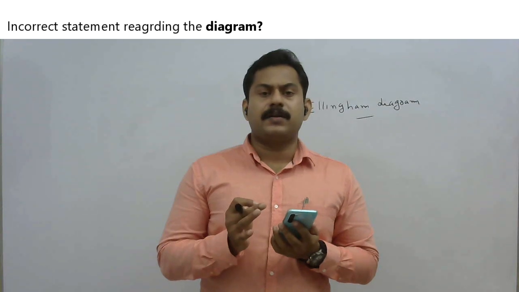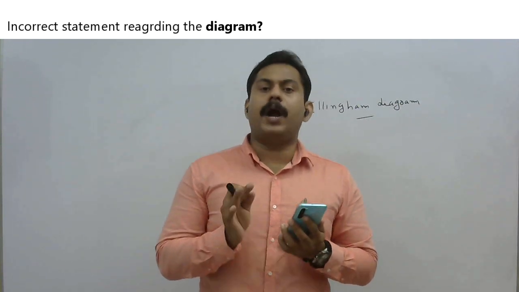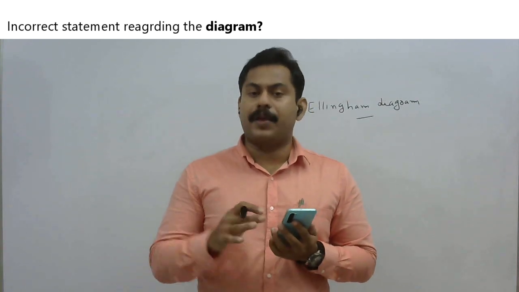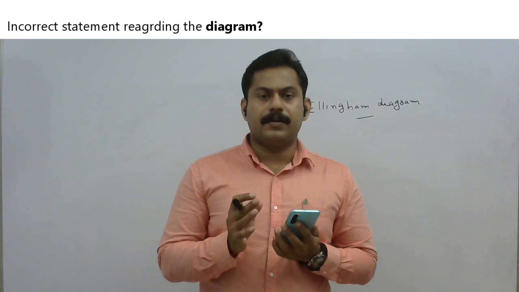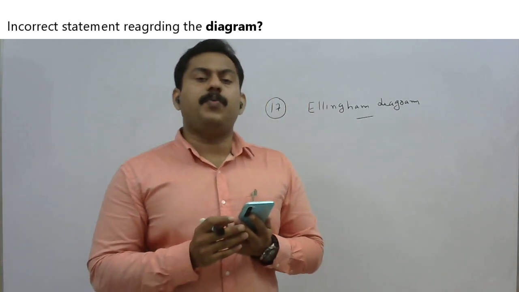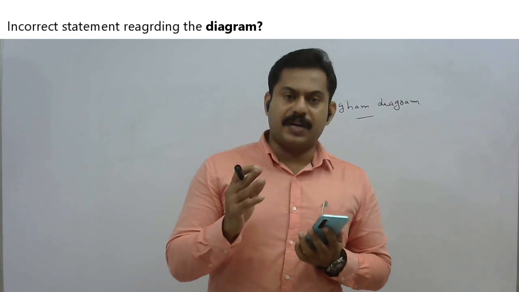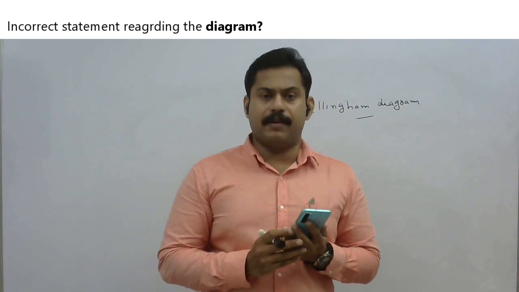There are some mandatory rules for the Ellingham diagram. You have to take 1 mole of oxygen only, always. You cannot take 2 moles or 3 moles. You have to always take 1 mole of oxygen. That is a rule only. Now we know that whenever the value of delta G0 decreases, spontaneity increases, right?